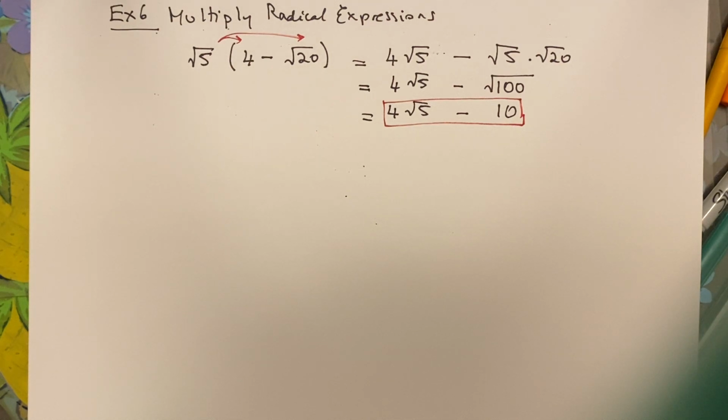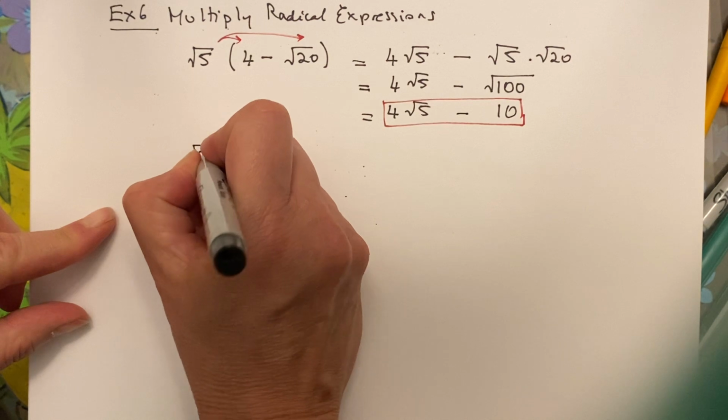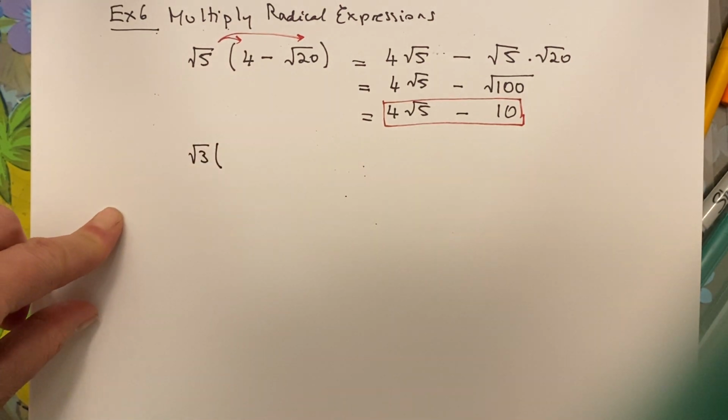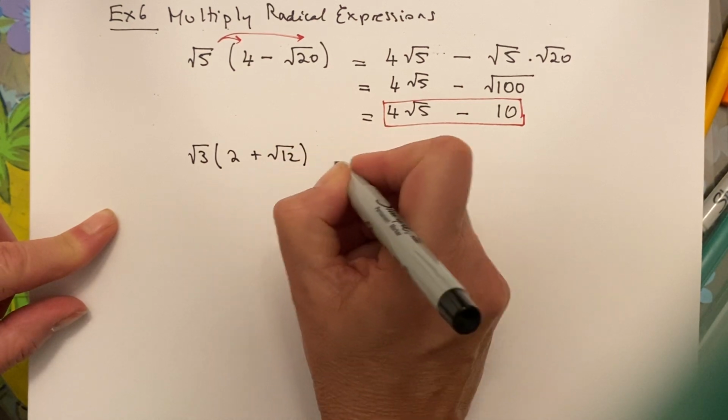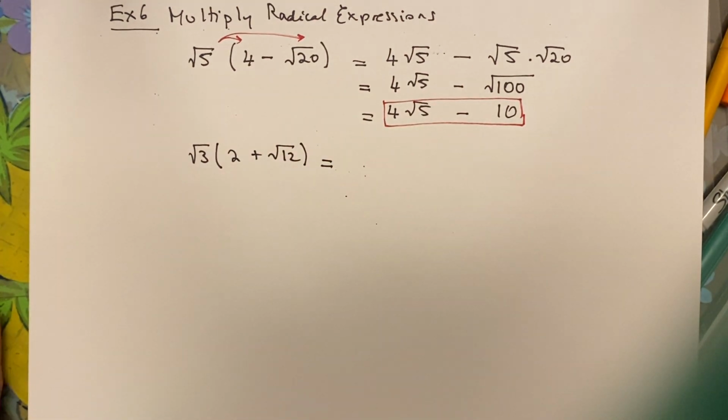Let's try another similar example. What if I had the square root of 3 times 2 plus square root of 12? I really strongly recommend that you pause the video and try this out and see if you get the right answer. Just take the same steps that I just did above and see if you know how to do this.